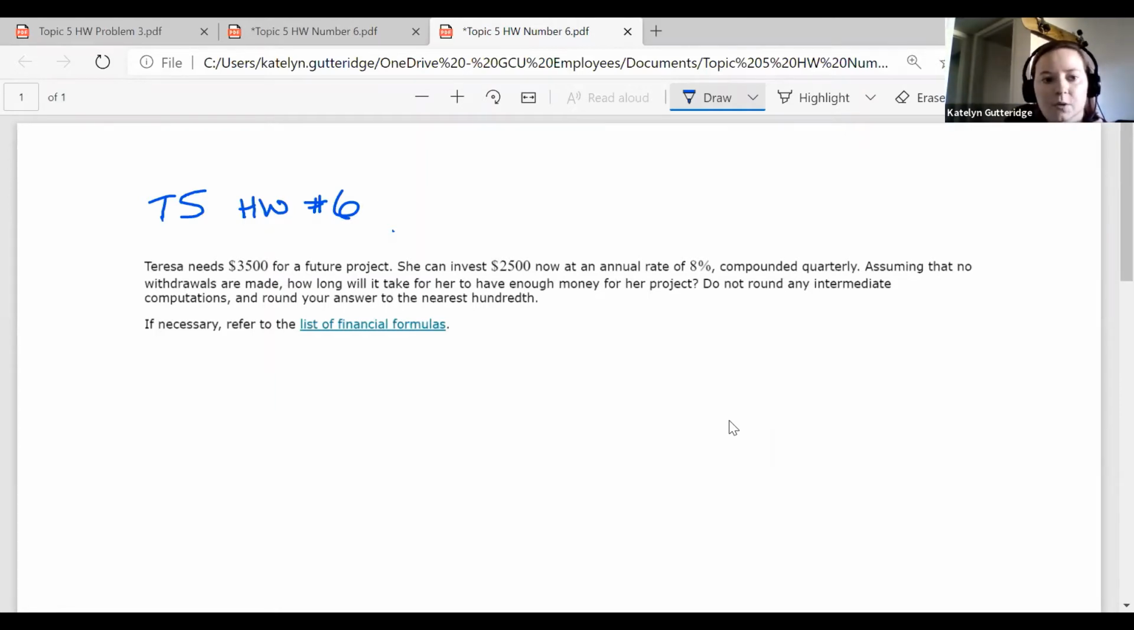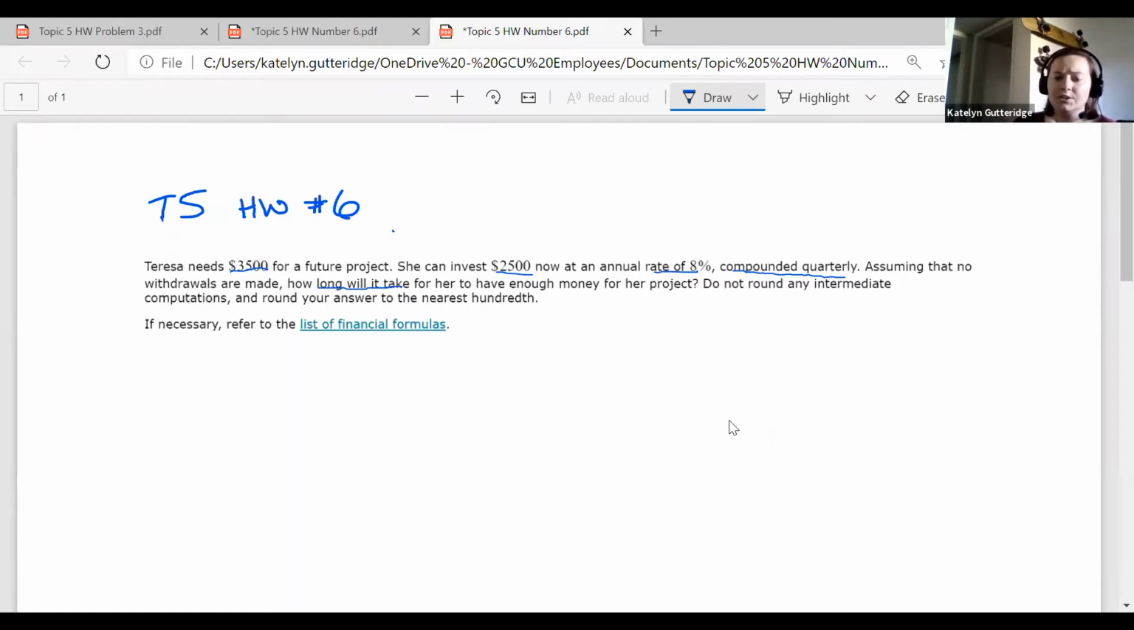Okay, so we have $3,500 we need. $2,500 we're going to deposit. We have a rate of 8% compounded quarterly. How long will it take?